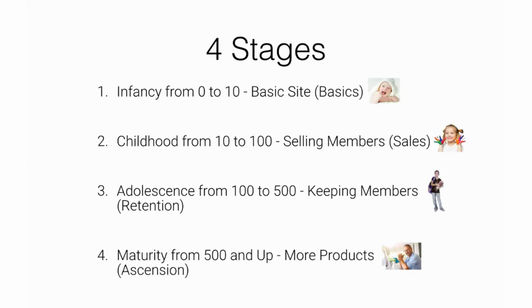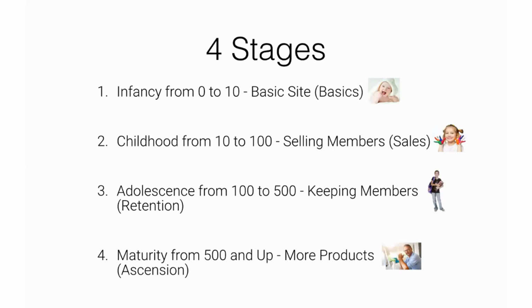So again, the 4 stages, just a quick recap. Infancy is from 0 to 10, and this is where you want to focus on the basics. You just need a basic site, a basic sales funnel. Childhood is from 10 to 100, and the big focus there is sales. You've got to learn to sell more members, and you've got to focus on selling.